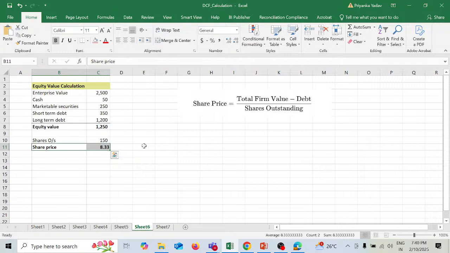So the implied share price in DCF it tells us what the stock should be worth based on future cash flows. Comparing it to the current market price helps investors decide whether this stock is a good investment or not. So this is all about discounted cash flow. I hope you've understood the topic.